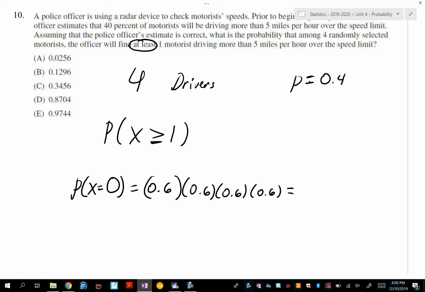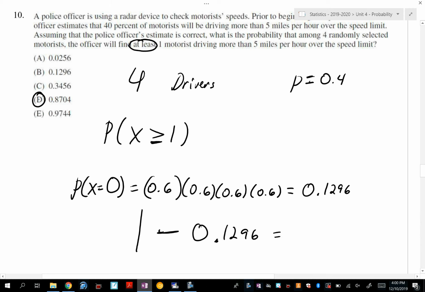It's actually a small number, right? 0.1296, right? I'm not going to round yet, because I want to wait till the very end. That's not what it asks for. It doesn't ask for the likelihood that none of them are going more than 5 miles an hour. It says at least 1. So you must do 1 minus 0.1296. Boom, D. You did it. Wow, is right.